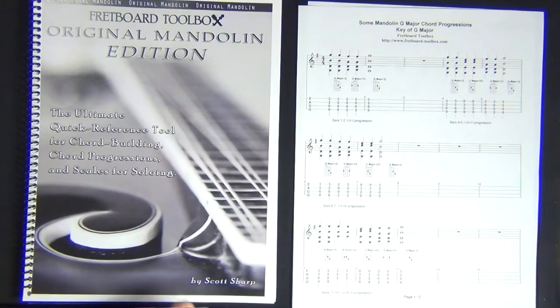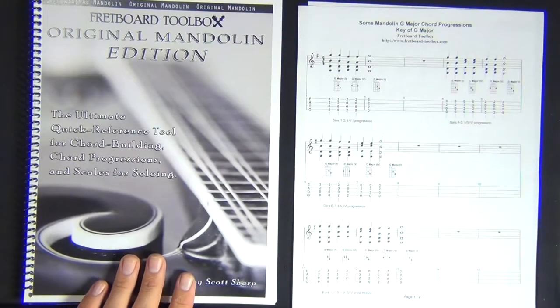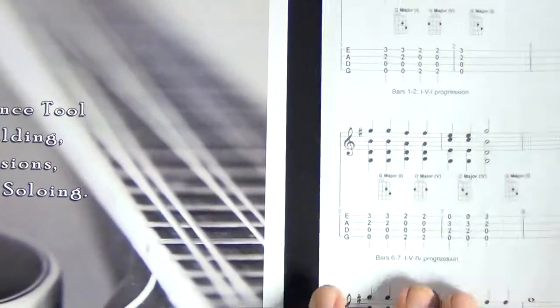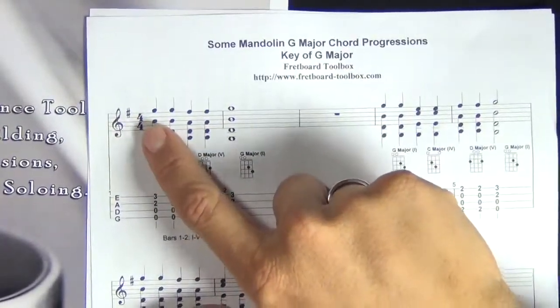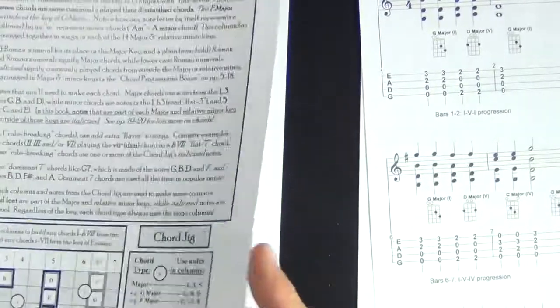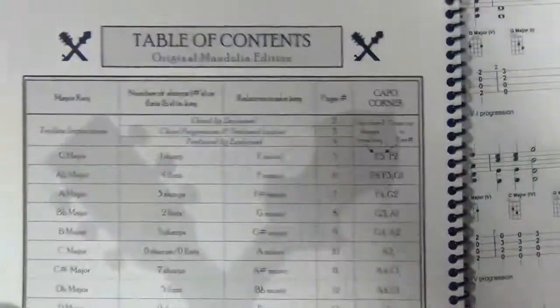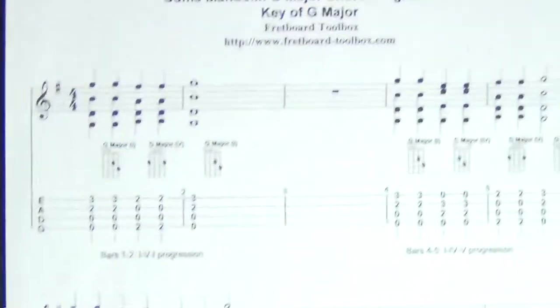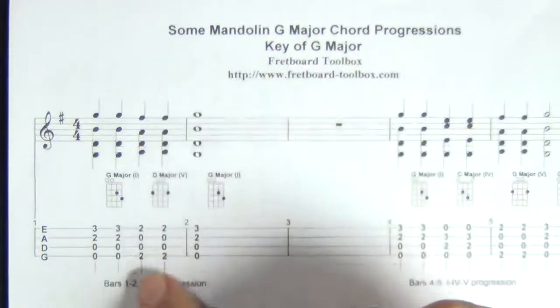Alright, today we're looking at some G major chord progressions, and we know we're in the key of G major, not just because it tells us up here, but because we've got 1 sharp. And at the table of contents of the toolbox, you can always check and see, based on how many sharps or flats there are, what key you're playing in. So this lesson's in the key of G major, and we're just going to look at some chord progressions.